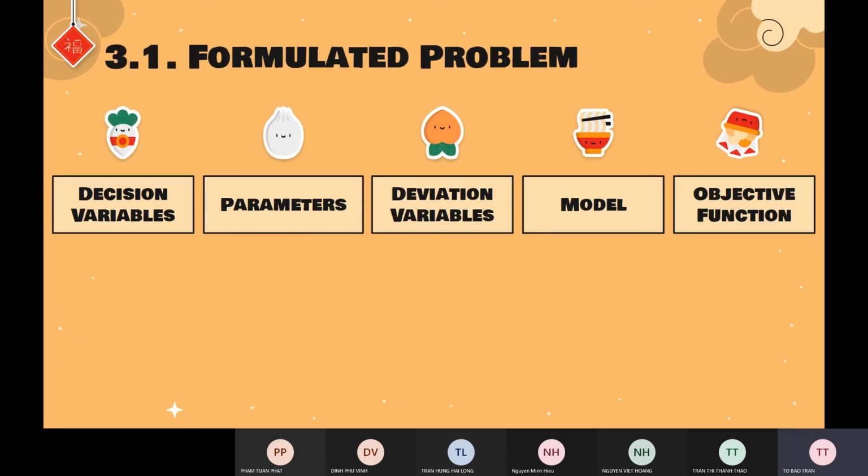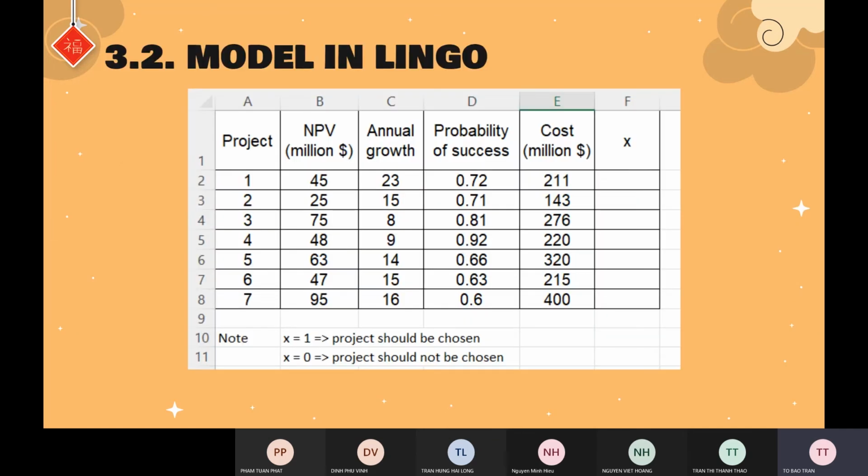And of course, we state that the decision variables are binary and that the deviation variables are non-negative. And here's our group objective function. Next is about the model in Lingo. Hello, I'm Vinh. I'm going to continue the presentation with the Lingo code that our group used.